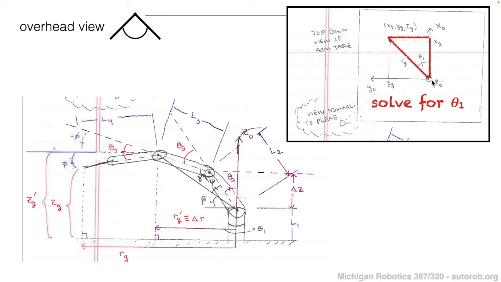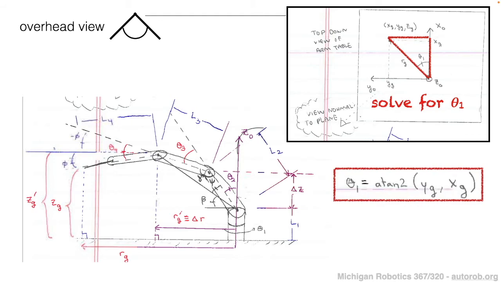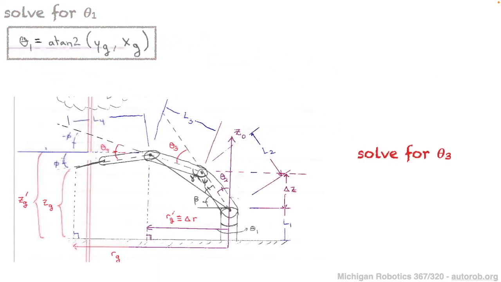So if we want to calculate theta 1, what we can recognize is that this is very similar to how we calculated theta 1 in the case of the 1 degree of freedom pendulum. So we can use the inverse tangent function based on the xy coordinates of our desired end effector position to satisfy this first degree of rotation. So we've solved the first one, and then we need to solve for theta 2, theta 3, and theta 4.